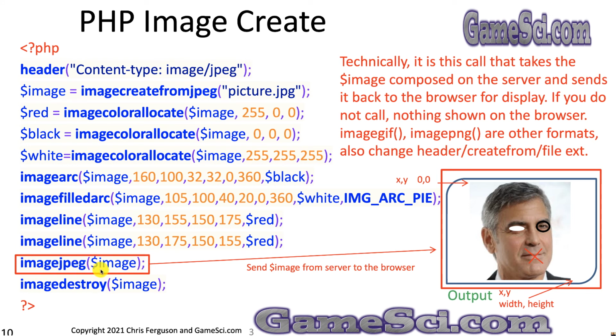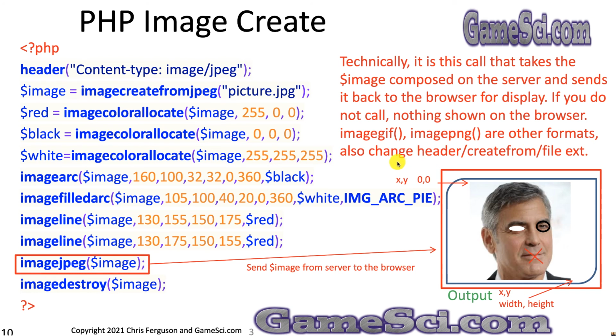imagejpeg($image). Technically, it is this call that takes the $image composed on the server and sends it back to the browser for display. If you do not call this function, nothing's shown on the browser. There's also a version for GIF and a version for PNG. Those are other formats that PHP also supports.